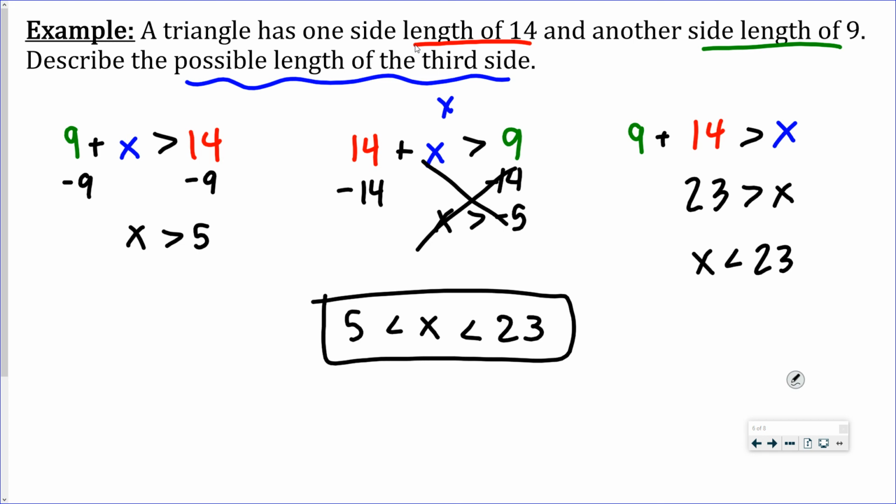No. Because then here, if it was 5, I would get 14 is greater than 14. That's not true. 14 is not greater than 14. Okay.